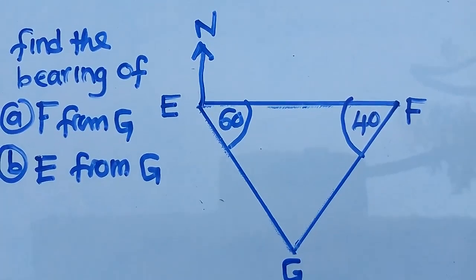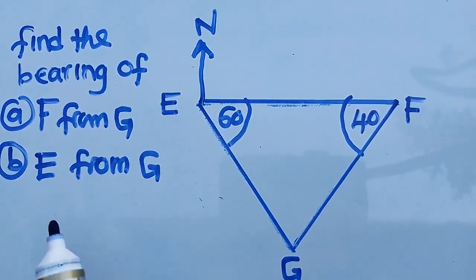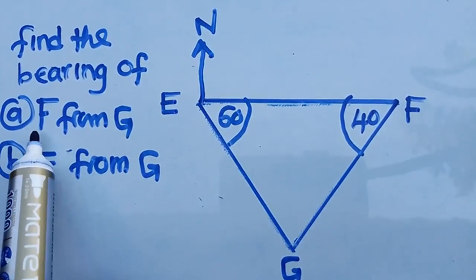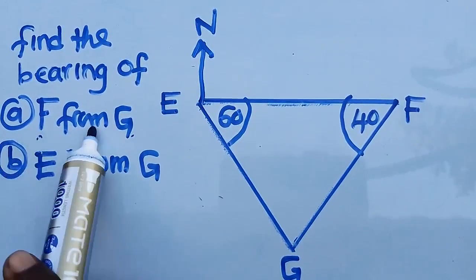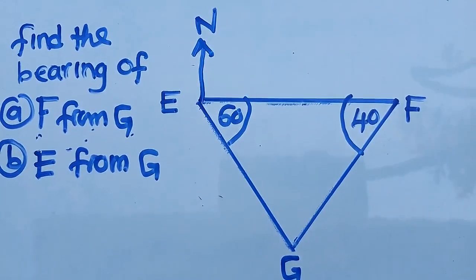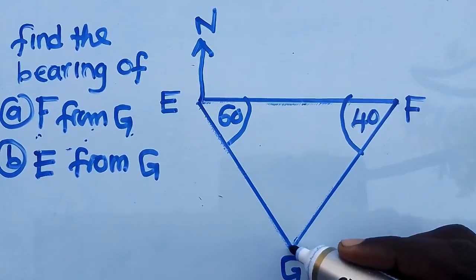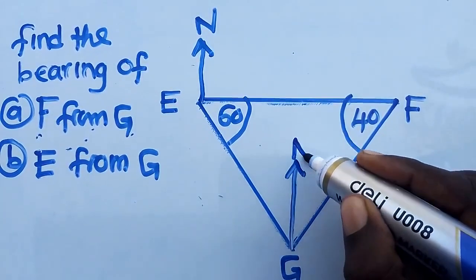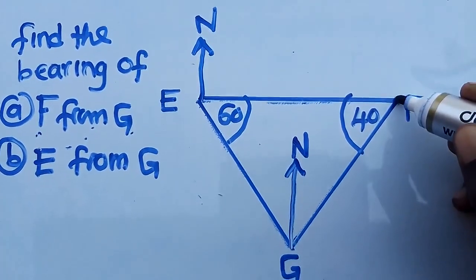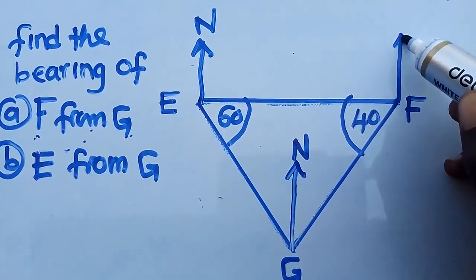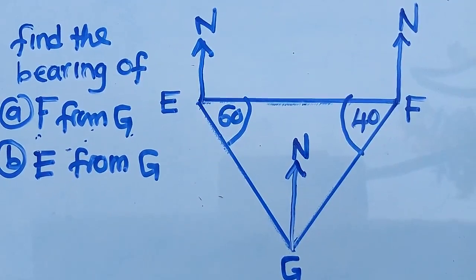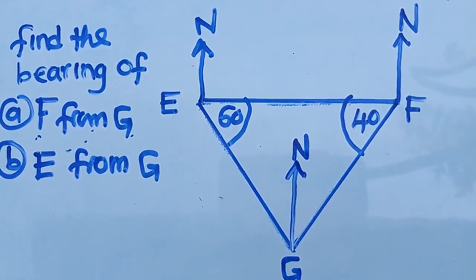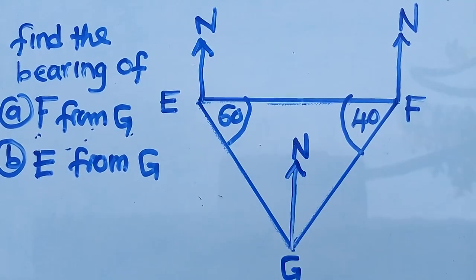Okay, so the first thing you need to do: you are asked to calculate the bearing of F from G. So F from where? From G. This is what you are asked to calculate. From G, we go there, we make something like this. We also go there like that. I make something like this so that I'm able to see clearly what is happening. This is what I'm going to get.